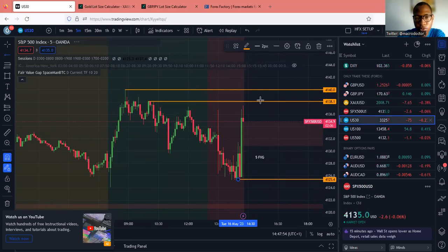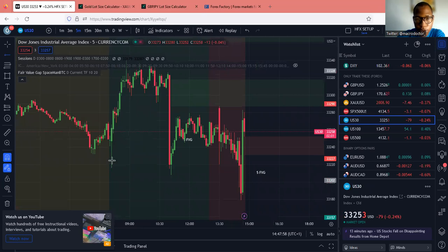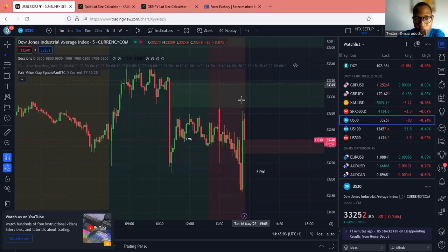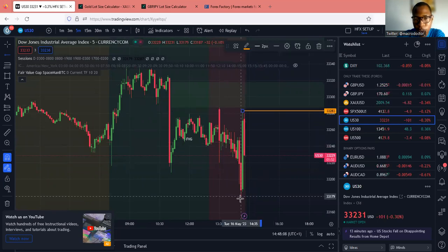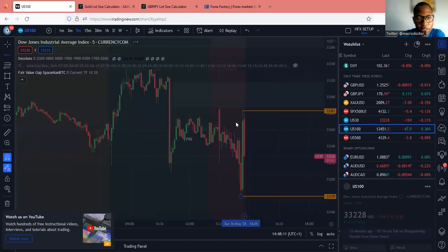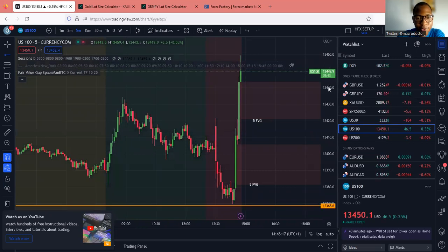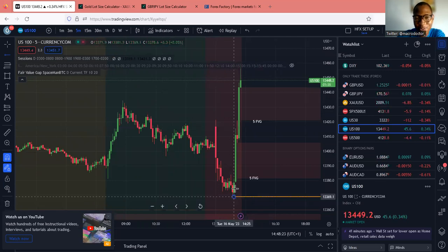Okay, so let's just look at US 30. Let's see what price is doing. Closest high is here. So this looks like it's going from a high. Closest low right now is here. So let's see what happens there. And now this is for US 100 as well, which is just doing its own thing. So this is the closest swing low.